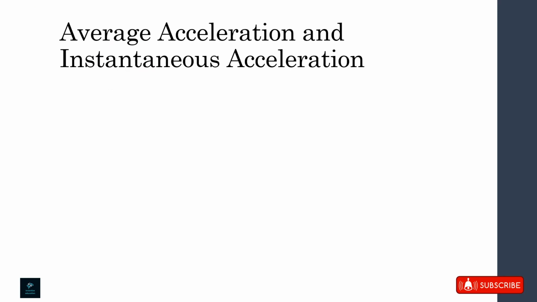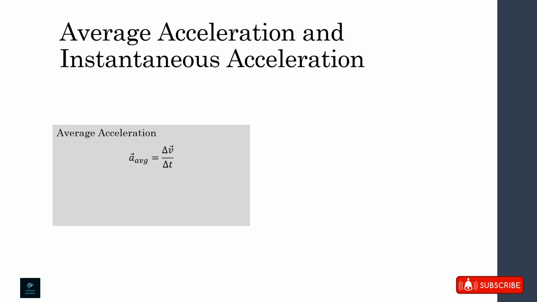Now we will define average acceleration and instantaneous acceleration of an object moving in a plane. The average acceleration of an object moving in a plane, A average, is equal to delta V by delta T. Delta V we can write in terms of its components. This will be equal to delta Vx i plus delta Vy j. Therefore, A average is equal to (delta Vx i plus delta Vy j) divided by delta T. This means that A average is equal to delta Vx by delta T i plus delta Vy by delta T j.